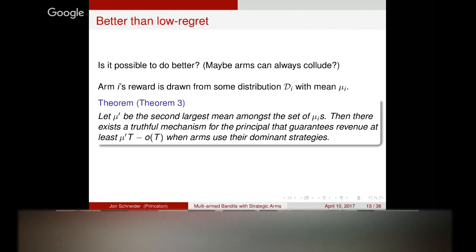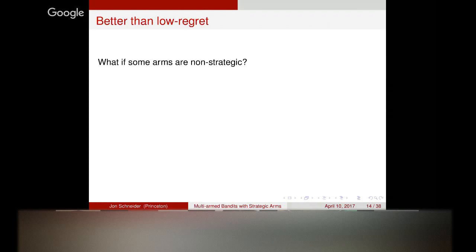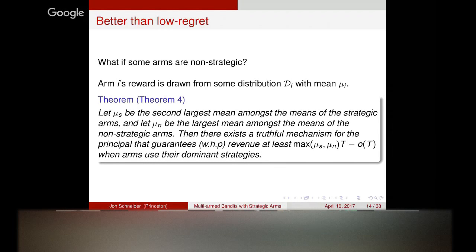It's basically you end up running a second price auction. I'll talk more about this later, but basically, if you sort the means, then the principal can make the second largest mean per turn, roughly. And this algorithm is very much not low regret, and it can do better than low regret in the tacit case. It's a simple adaptation of the second price auction. I'm not describing the second price auction algorithm right now, but it's also possible to modify it to work with a combination of strategic and non-strategic arms. Also, more details on this later.